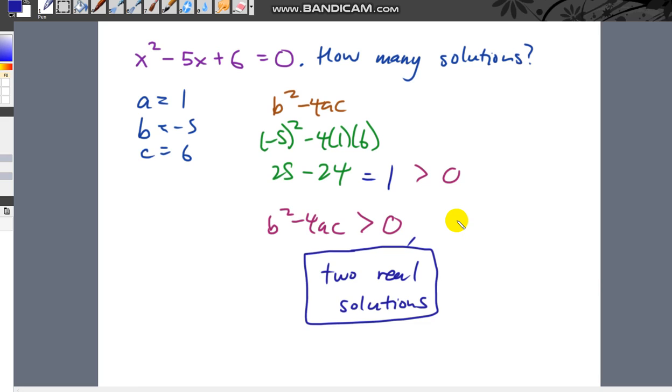Now, of course, I leave it up to you as an exercise. Go ahead and use the quadratic formula, and see if you actually get two real solutions. But again, this is a little shortcut that you can use if I were to just ask you how many solutions you have without actually applying the quadratic formula.